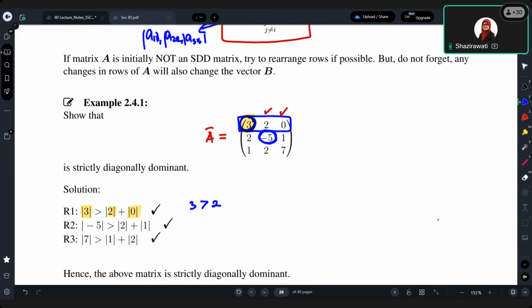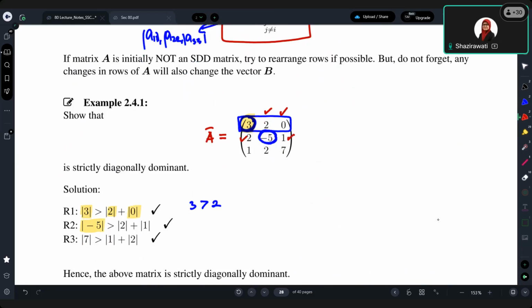So you are checking whether negative 5 dekat sini, in terms of absolute value, is it greater than the summation of the rest of the elements on that same row. Maksudnya pada row number 2 dulu, you take out the diagonal element dia and check adakah dia lebih besar daripada summation of kiri dengan kanan.